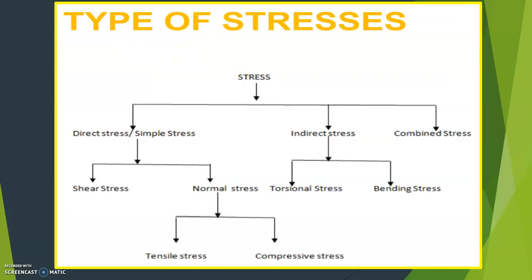There are different types of stresses. Mainly it is classified under three categories. The first one is direct stress or simple stress, the second one is indirect stress, and the third one is combined stress. Under the direct stress or simple stress, we have two types: shear stress and normal stress. Under indirect stress, there are again two types: torsional stress and bending stress. And under normal stress, again there are two types: tensile stress and compressive stress.